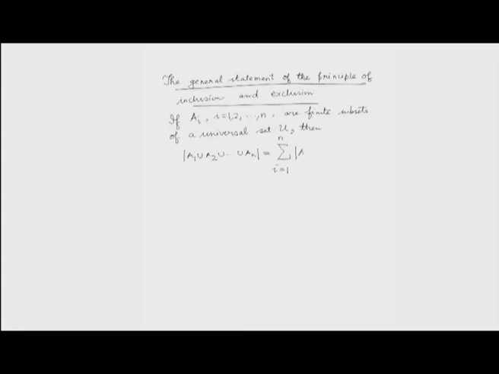summation i equal to 1 to n cardinality of A_i, minus sigma i, j, where i is less than j, cardinality of A_i intersection A_j, plus sigma i less than j less than k, cardinality of A_i intersection A_j intersection A_k, and it will go on like this to the final term, minus 1 raised to the power n minus 1, A1 intersection up to intersection An.